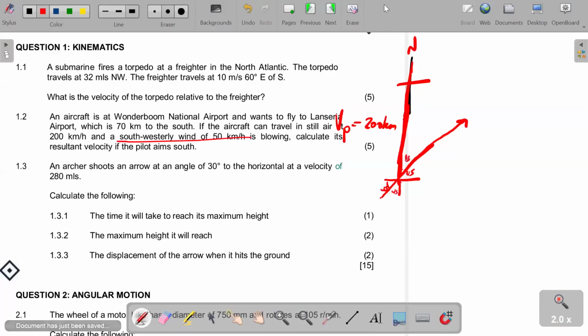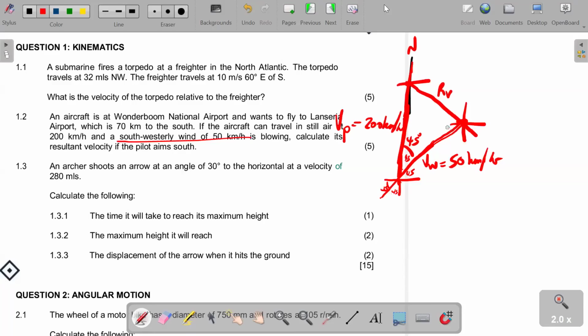That's what it means. So what we do now is draw a line from the point of departure of the plane towards the line of the wind, where the wind is going. That now marks our RV, the resultant velocity. This is the velocity of the wind, apparently 50 kilometers per hour. Now we have created a triangular diagram, with a 45-degree angle within it. With that in mind, we now want to calculate RV.